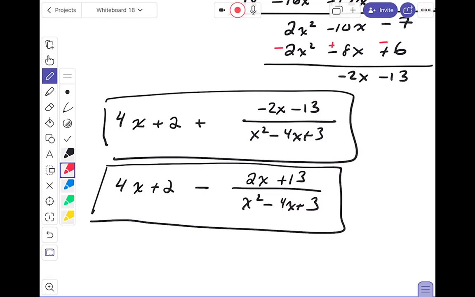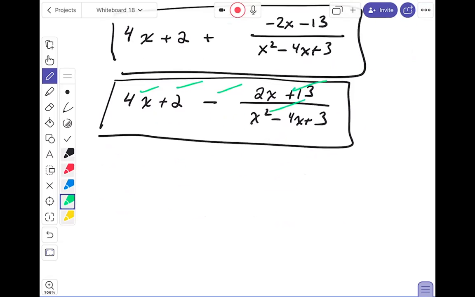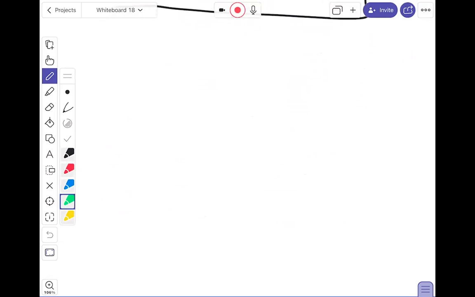Now, certainly, I make mistakes. Let's take a look at the answer key and see how we've done over there. So I'm looking at it, and I'm seeing the 4x plus 2 minus 2x plus 13 over x squared minus 4x plus 3. Looking good. All right. Again, for students struggling, I want to recommend you come by during office hours, and we'd be more than happy to help you one-on-one. All right, let's go to number 8.